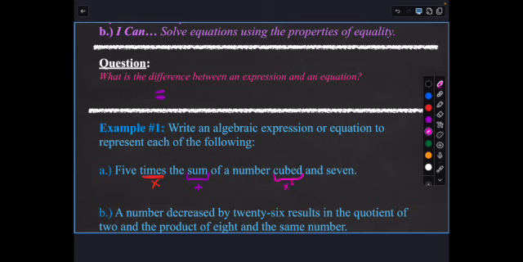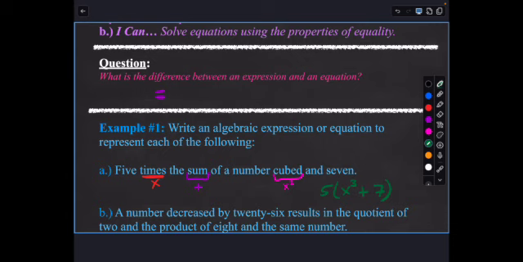It's an exponent. So 5 times the sum, 5 times the addition of something. So we put 5 on the outside. We're going to put parentheses because it's times an addition of something. The sum of a number, a lot of times they will give you what variable they want to use. But because it says a number, we get to choose a variable. For this case, I'm just going to choose x because x is the most common variable. So the sum of a number cubed. So a number cubed, so x cubed, and 7.